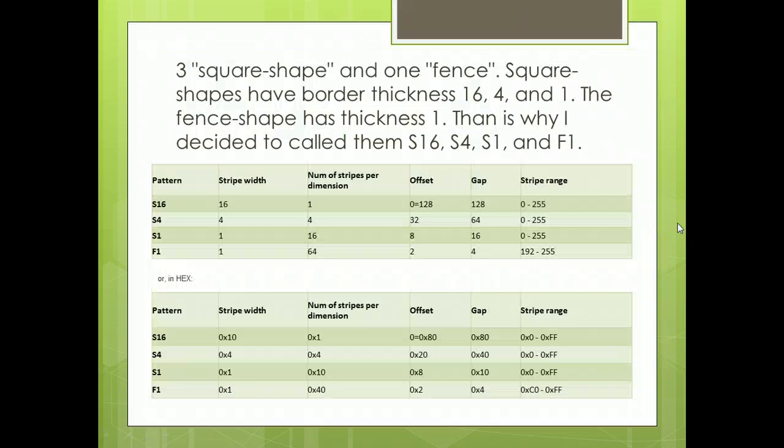I tried to put all this in one table, and I decided to call the square shape, by the border thickness, S16, S4, S1, and the fence shape has thickness 1, and I decided to call it F1. And as you can see from how I explained it, it's everywhere a magnitude of 4 transformation. Even the offset they have has a magnitude of 4. It's like 28, 32, 8, and 2.